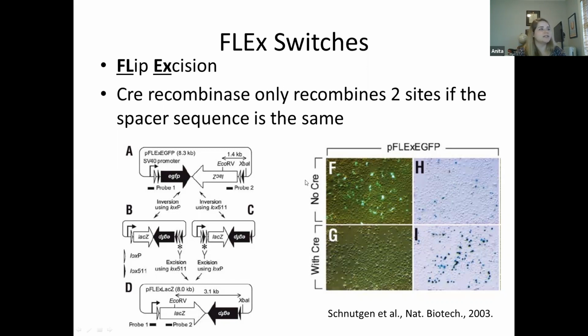In this case, with this FLEx EGFP construct, in the absence of Cre, they get expression of EGFP and no expression of LacZ. Then when Cre is expressed, it flips into the other direction, and now you have no expression of GFP and you do have expression of LacZ. Does that make sense to everybody?